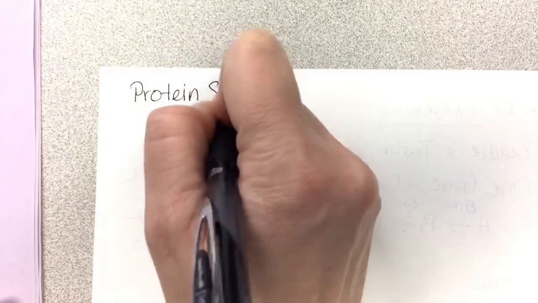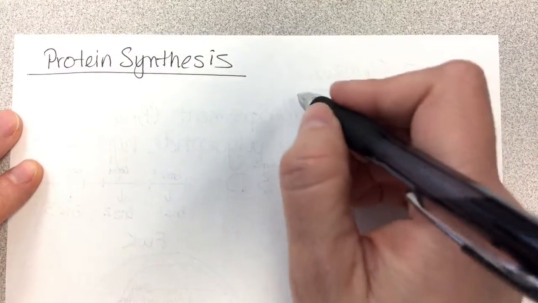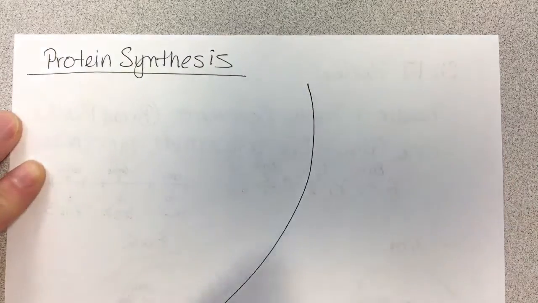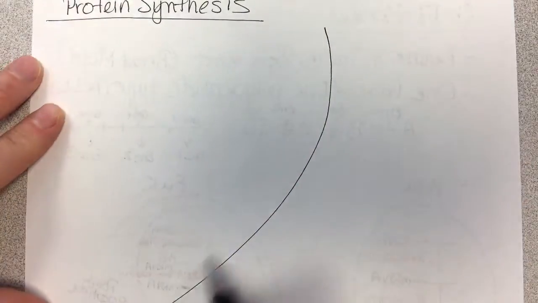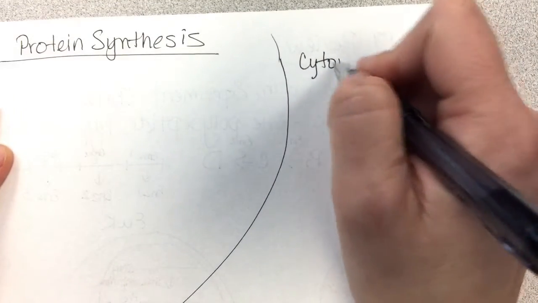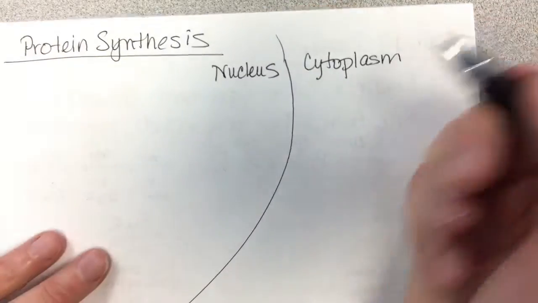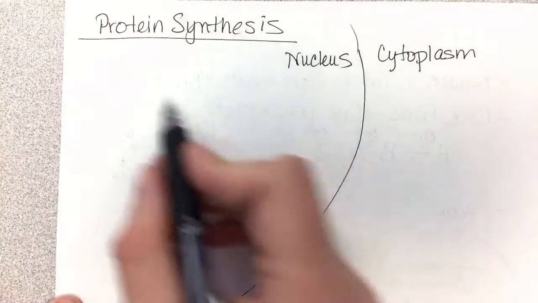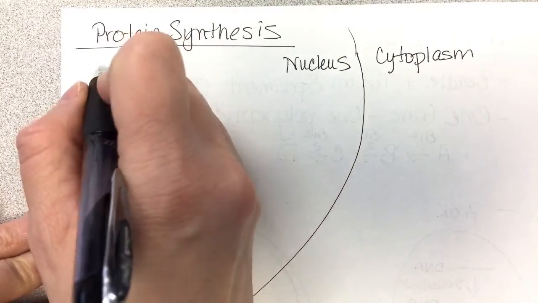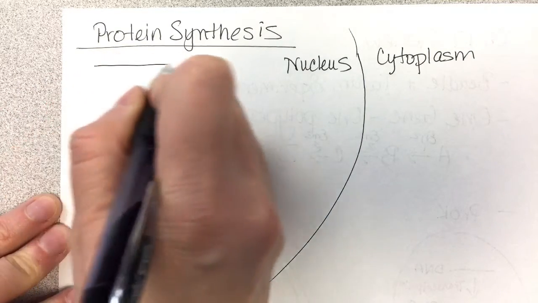Okay. So protein synthesis. I'm going to go ahead and draw here. I go like this, where this is the nucleus, and this is the cytoplasm on this side. And this is the nucleus, inside the nucleus. And so we're going to look at transcription and translation here. So here's your double-stranded DNA.